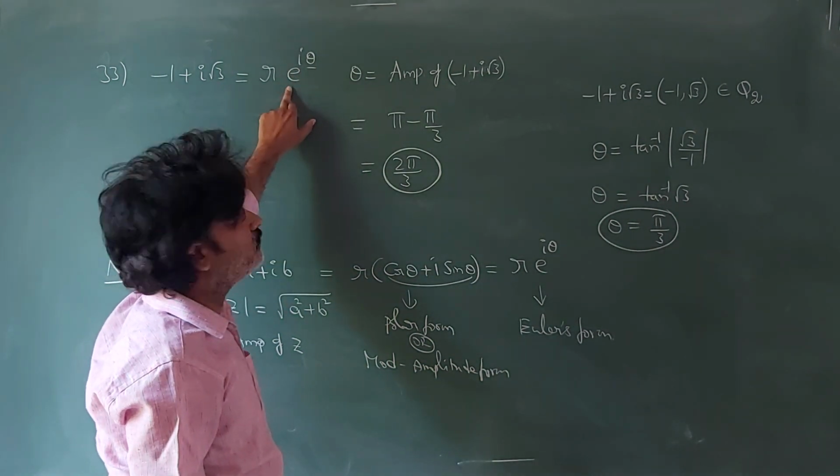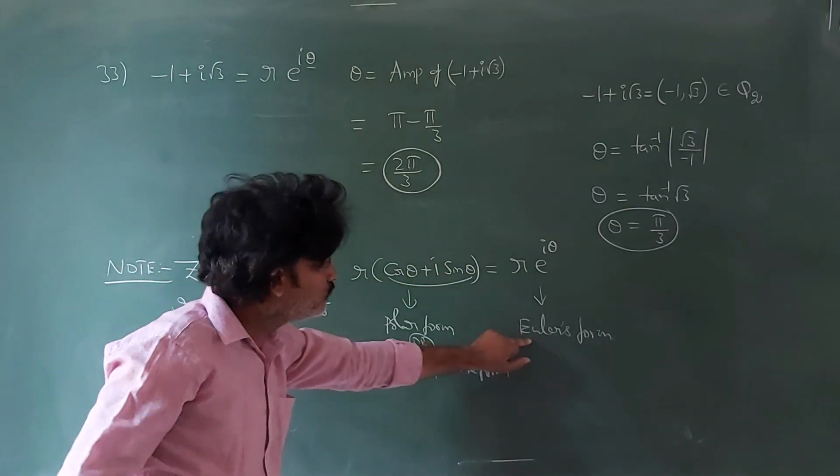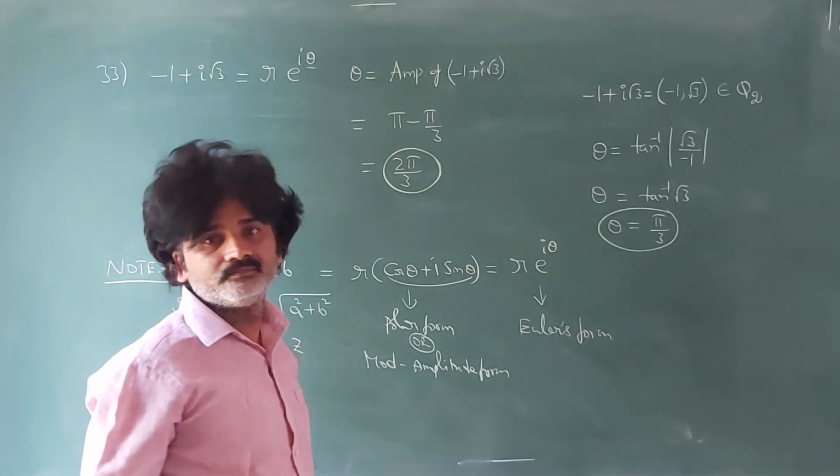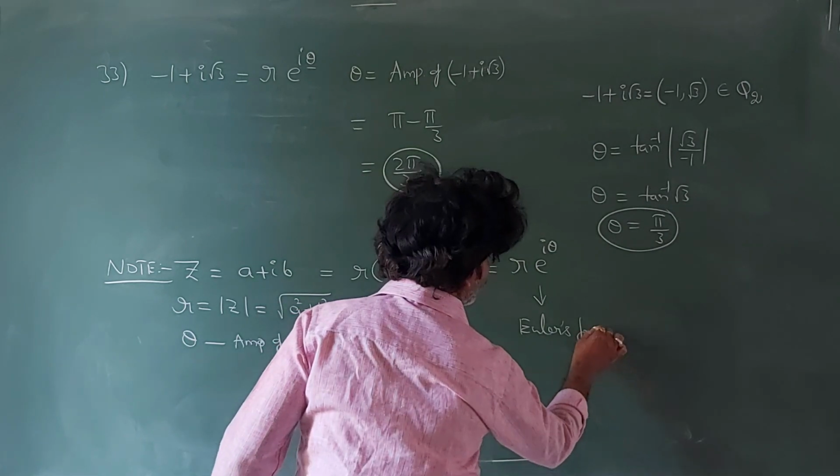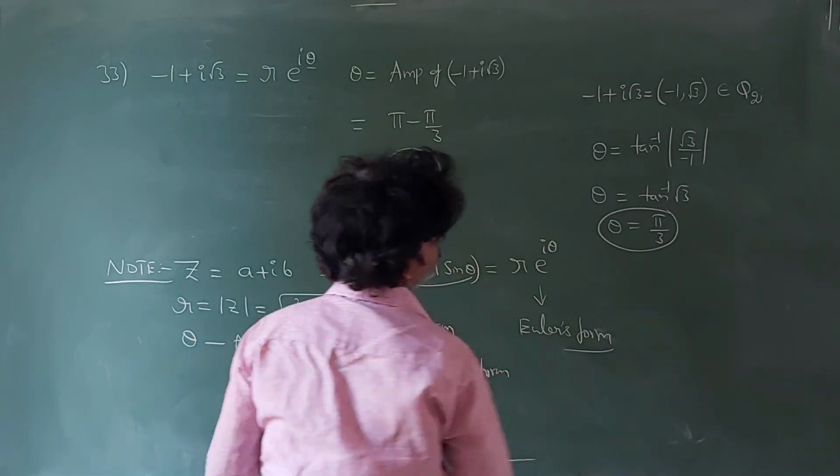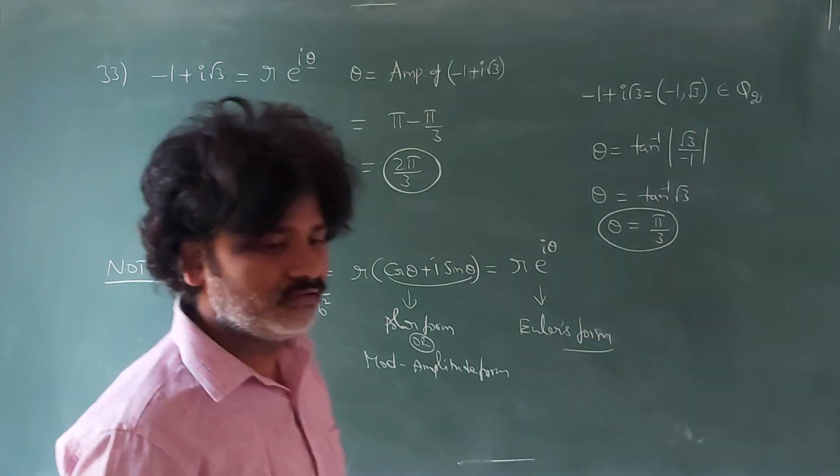This notation of a complex number is called Euler's form. Okay, so it is called Euler's form. So take this one now.